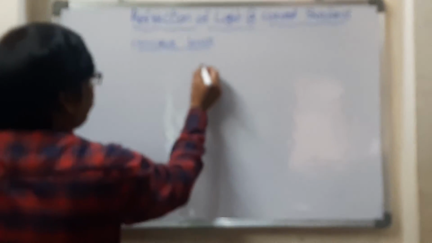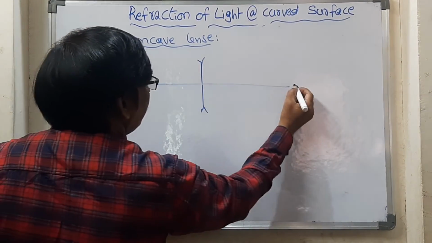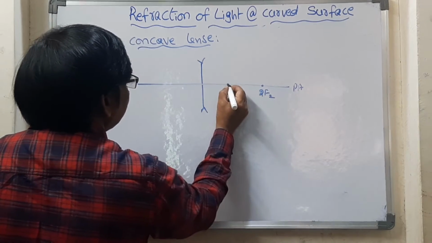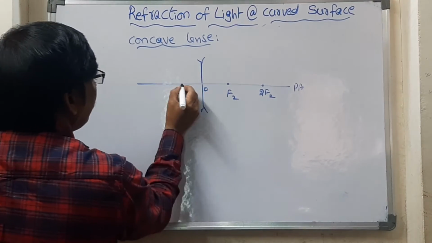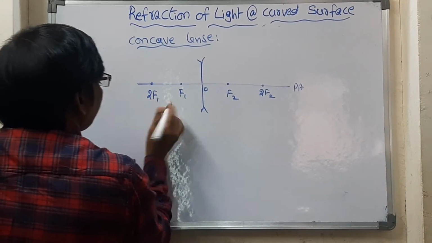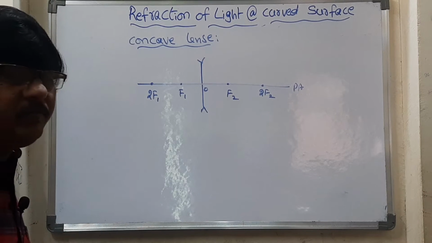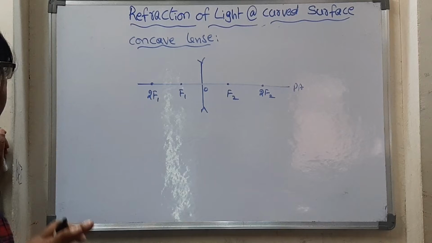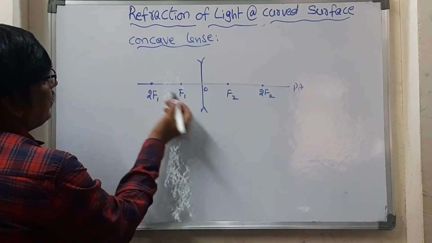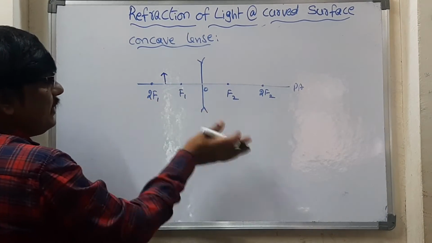First of all, what we have to do: draw the concave lens. This is the principal axis. This is 2F2, F2. This side is F1, 2F1. Wherever you take the object, the same ray diagram will form for a concave lens. How? Now let us see. Where can we take the object? Let us place it here, randomly.